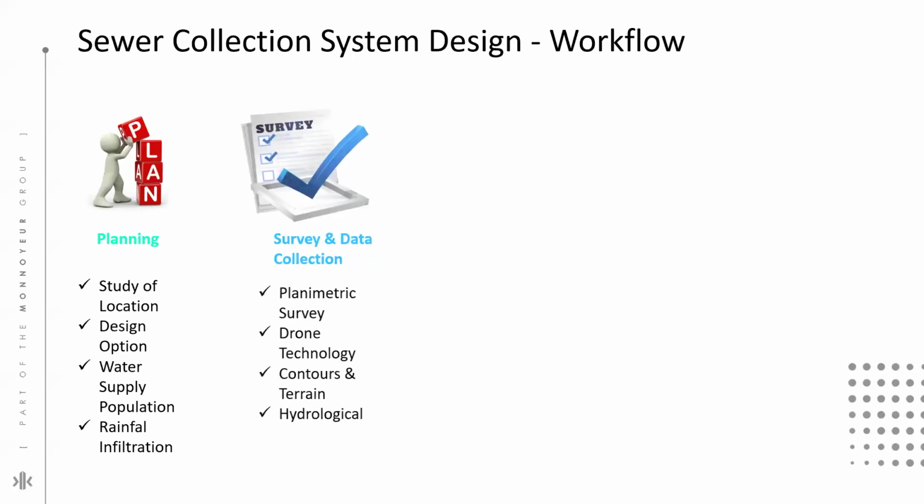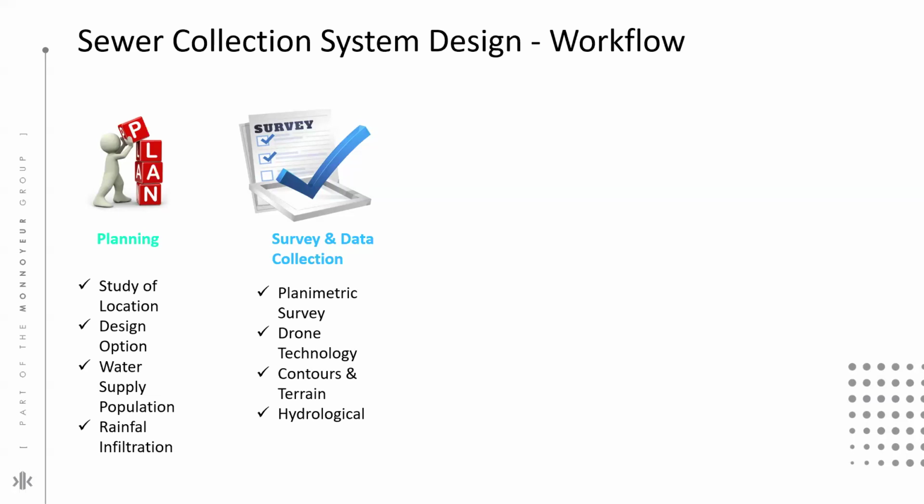Then after completing the planning stage, obviously we need the data to be integrated within the project. We require some data that can be modeled within SewerGEMS, and that data basically comes under the survey methods. So here are some different survey methods to incorporate that data. We have the planimetric survey, drone technology, and if we talk about contour and terrain, we get the contour and terrain on the basis of which we can track the elevation. So that is also required.